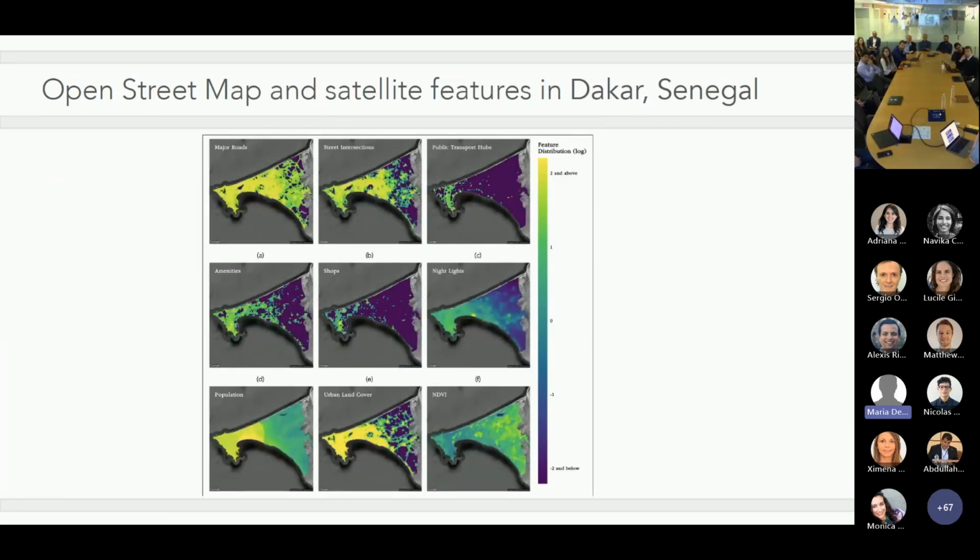Okay, so what did we use? Our input data comes from a variety of sources, but predominantly OpenStreetMap and satellite data. From OpenStreetMap, we have things like the density of major roads and street intersections. We have public transport, bus stops, tram stops, things like that. We have the density of amenities, with different categories, such as all amenities, shops, and restaurants.